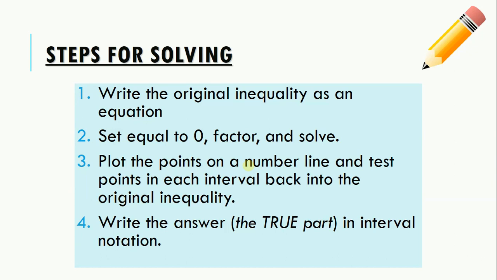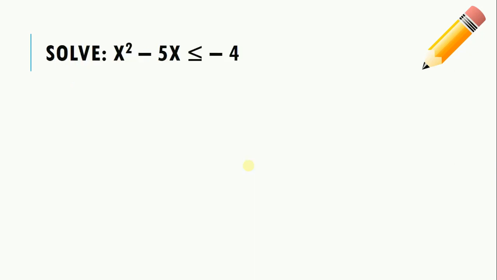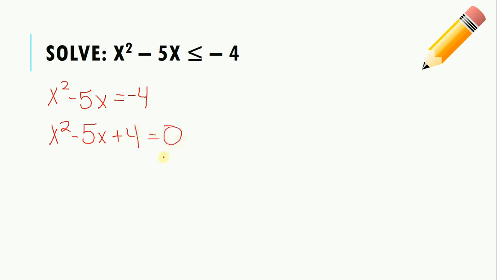So let's try a couple of examples. I have x squared minus 5x is less than or equal to negative 4. So the very first thing we're going to do is make this equal to 0. So I want to be equal to 0 here, so I'm going to add 4. I'll get x squared minus 5x plus 4 is equal to 0.